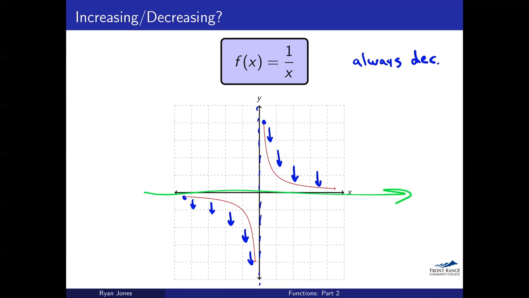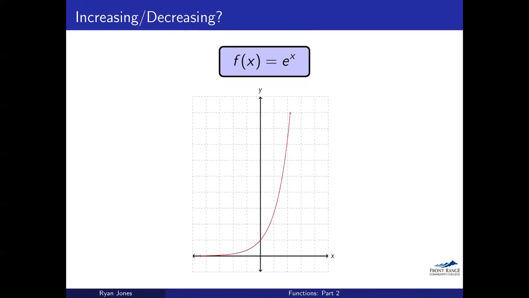Always decreasing right there. And so this one may not look like it's always decreasing, but it definitely is. Right here, second to last example, f of x equals e to the x. This one should be fairly straightforward now that we've seen this. As I read from left to right, my function is going up. The y values are getting larger as I move from left to right. So this is increasing for all x.